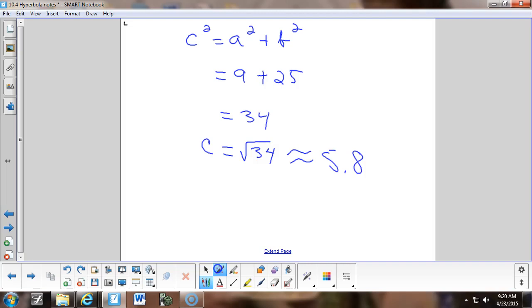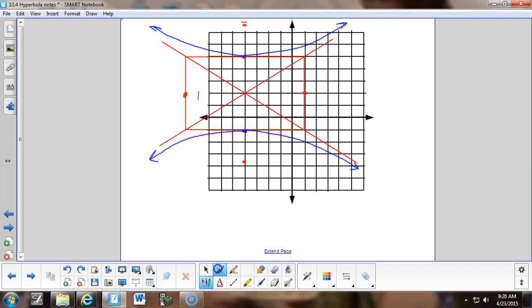Now, to graph it, I need to know that the square root of 34 is really close to 6. So when I plot the points, I'm going to go to almost 6 units up and almost 6 units down. So from this center point, I go down 1, 2, 3, 4, 5, almost 6. Square root 34. Watch out for gravity. That's it. Piece of cake, right?